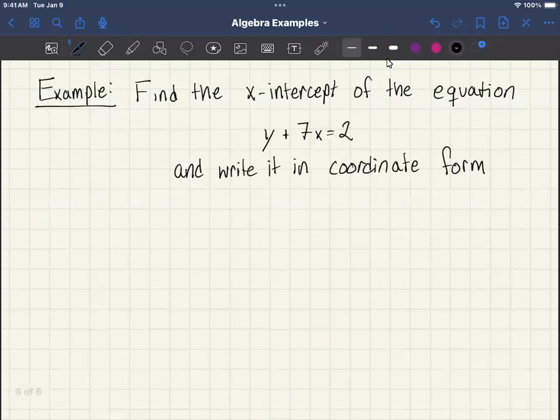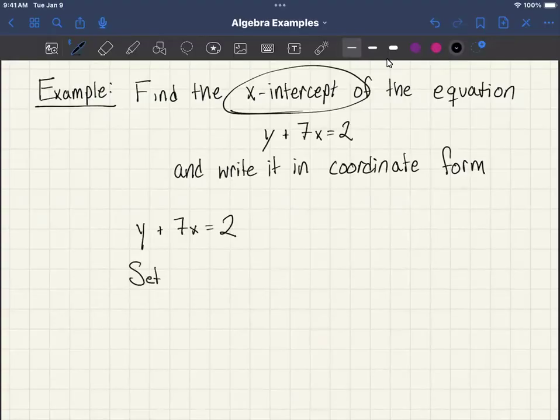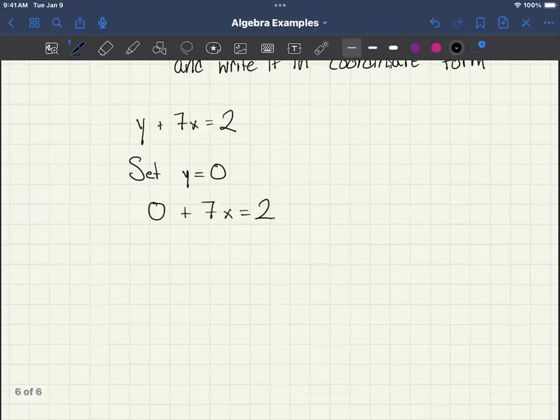We are going to start off with our equation y plus 7x is equal to 2. When we are looking for the x-intercept, we always want to set the other letter to 0. So the other letter in our equation is y. So we're going to set y is equal to 0. We're going to plug that into our equation. That is going to give us 0 plus 7x is equal to 2. We can drop that 0 to give us 7x is equal to 2.